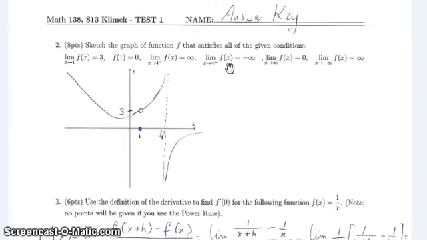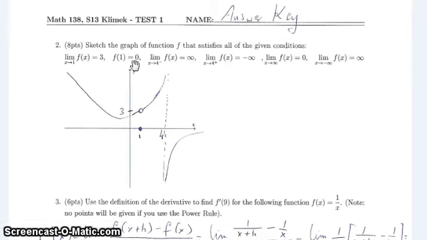Sketch the graph of function f that satisfies the given condition. So you have limit as x approaches 1 of function f is 3. So that's a both-sided limit. So as x approaches 1 from the left and from the right, your function should approach 3.